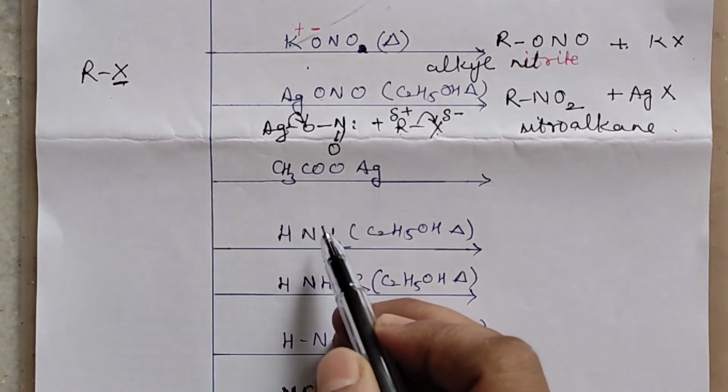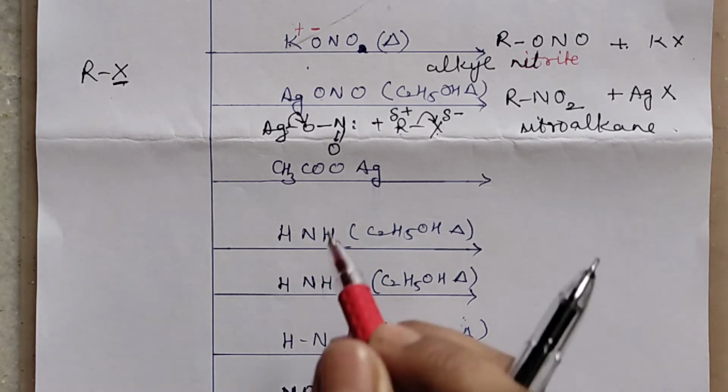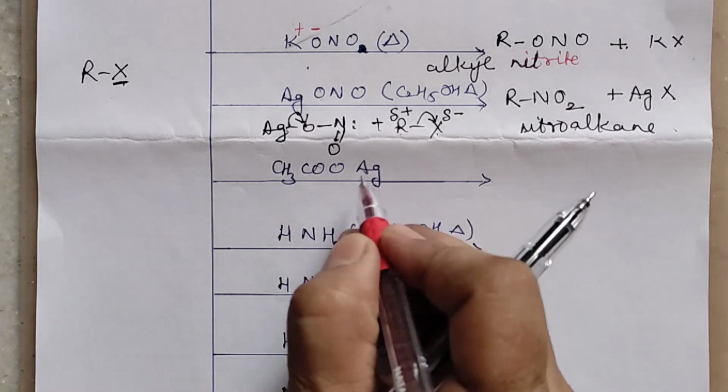In the same way, the next reaction of alkyl halides is also a type of nucleophilic substitution reaction. It's with silver acetate. With silver acetate you ionize it first.